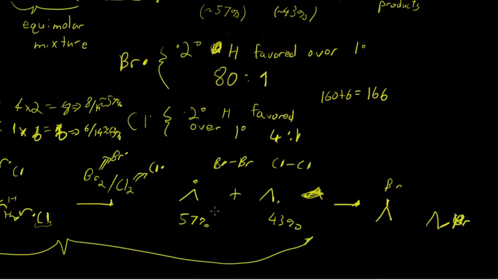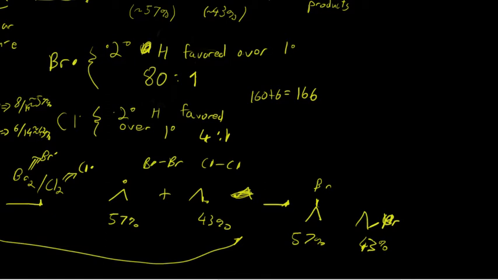In the same ratios as this, because 57% of the radicals floating around are going to be secondary radicals, and only 43% are going to be primary. So when bromine attacks a radical, it's going to be bumping into a secondary radical 57% of the time, so it'll give you a secondary product 57% of the time. Because here it'll give you a primary product 43% of the time.